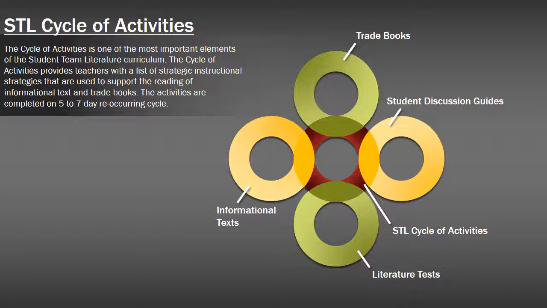The cycle of activities is one of the most important elements of the Student Team Literature curriculum. The cycle of activities provides teachers with a list of strategic instructional strategies that are used to support the reading of informational text and trade books. The activities are completed on a 5 to 7 day recurring cycle. The cycle of activities could help develop a teacher's use of appropriate pedagogy.